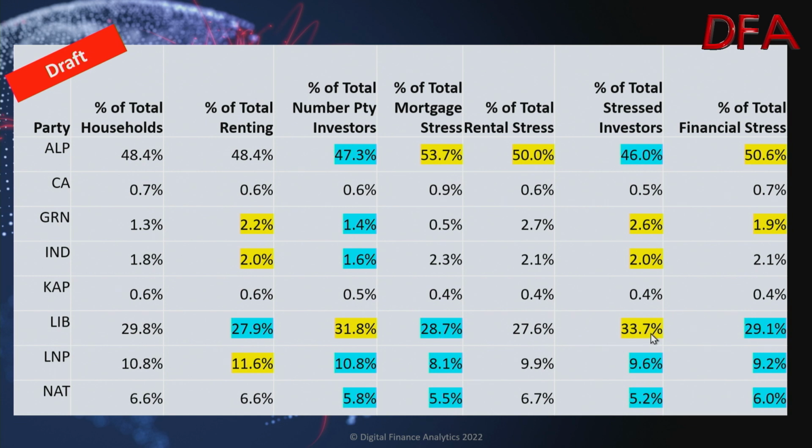So in other words, the Liberal Party should actually be putting up a policy to protect property investors if they want to gain more voters, whereas the ALP should be dealing with mortgage stress and rental stress if they want to deal with it. So it's very draft, it's very early, I'll probably do more work on it, but I thought it was quite an interesting slide.